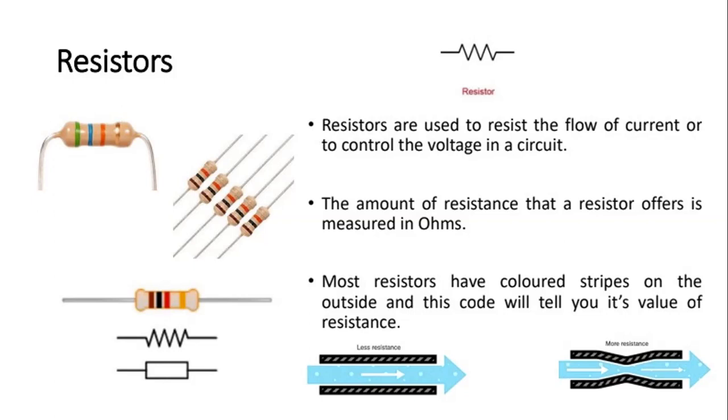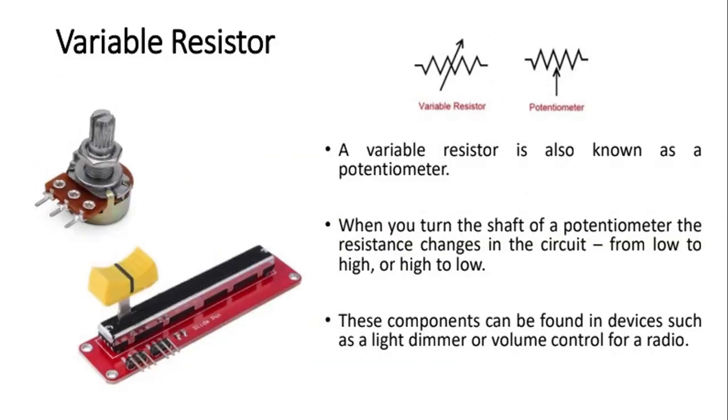Through those bands we can see less resistance and more resistance. If the resistance is more, then the current will be less, and if the resistance is less, then the current will be more. This is the characteristic of a resistor. The next component is the variable resistor. What exactly is a variable resistor? The resistance value will vary from minimum to maximum.